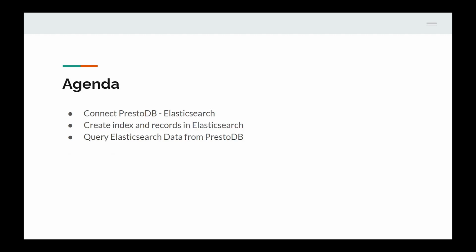Okay, agenda. Here I'm going to connect Prestodb and Elasticsearch first. Then I'll be creating an index in Elasticsearch. Then I will query the data from Prestodb, which has been extracted from Elasticsearch. Okay, let's get started.